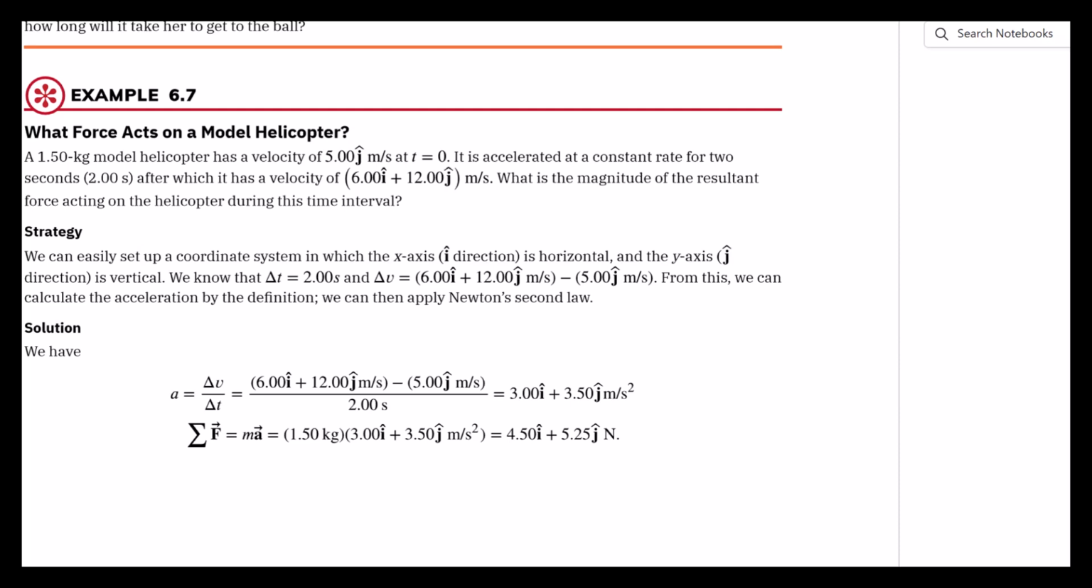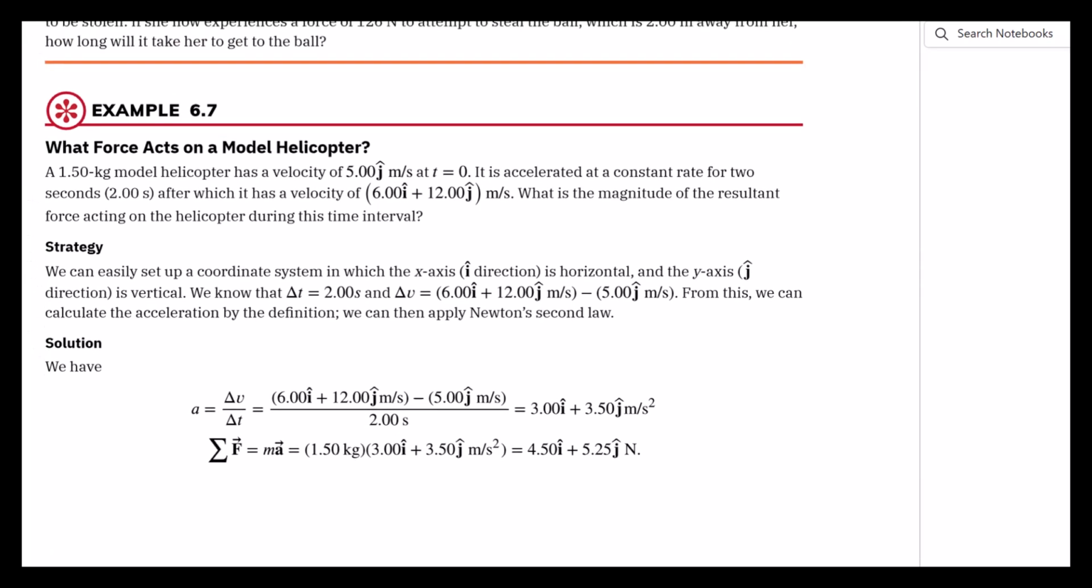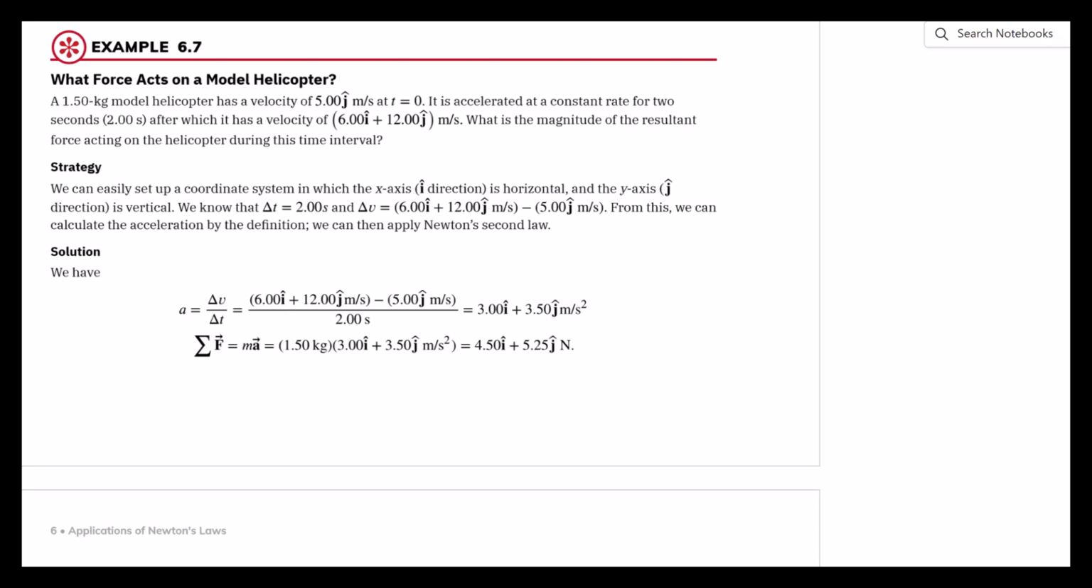Okay, let's do another one. Okay, we have a helicopter with a velocity. It's accelerated for 2 seconds. What's the magnitude of the resultant force during this time interval? Okay, so again, it's wanting us to come up with an average acceleration.